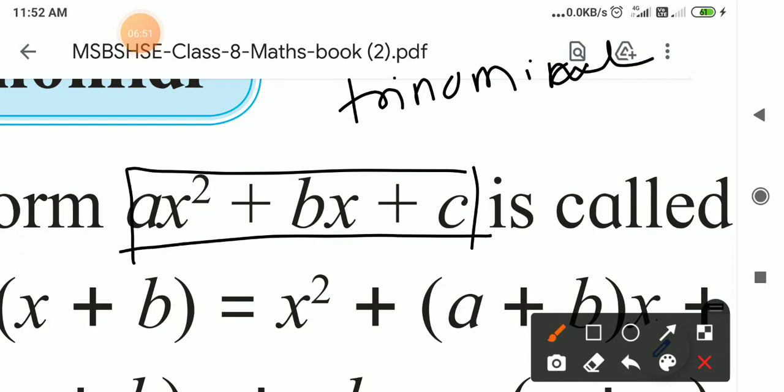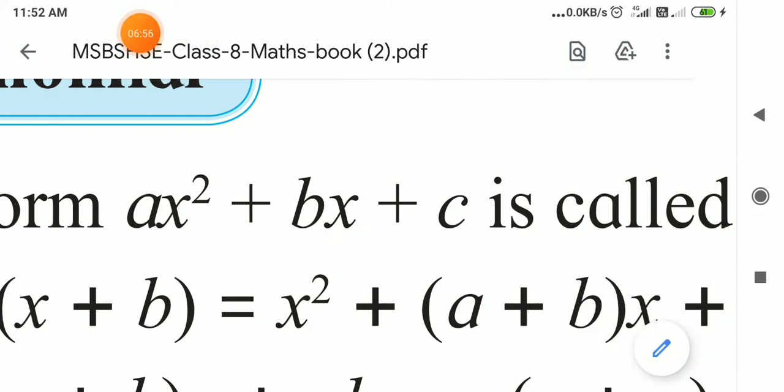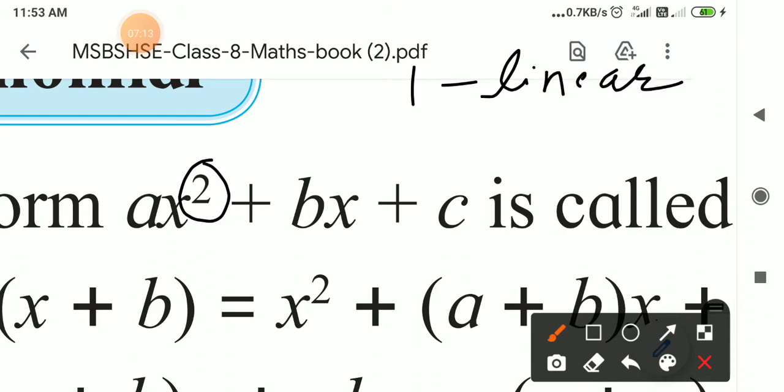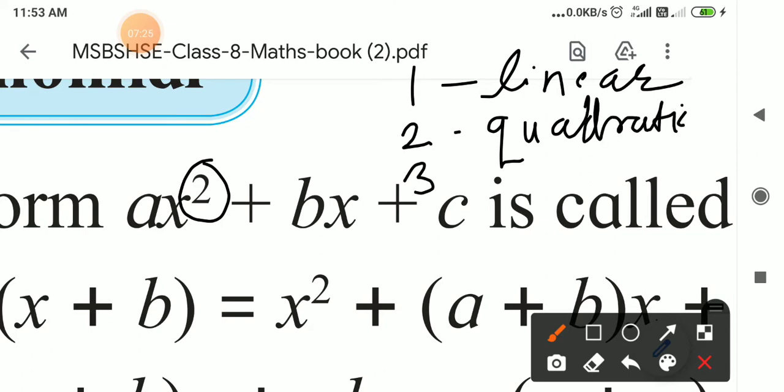This is the main question if it arises in front of you. Some students may know this answer, but for those who forgot it, I will tell you. If you see here, the highest power of the variable is 2. If the highest power is 1, then it is called a linear equation. I think it was covered last year. If the highest power is 2, it is called a quadratic equation, and if the highest power is 3, it is cubic.